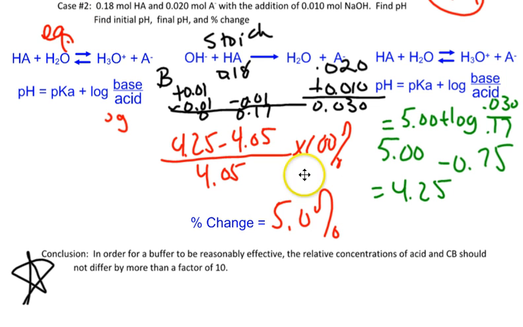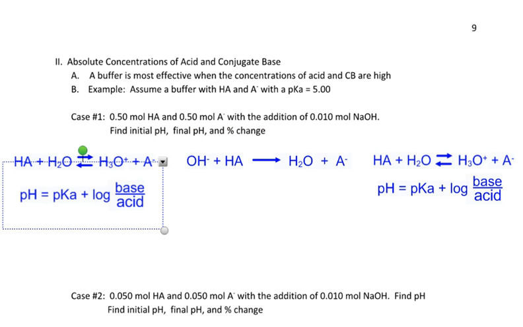And the percent change was 5%. If you change it much more than that, it's going to get much, much worse. So this factor of 10 is a big deal. So let's go over here. Let's talk about this idea of absolute concentration. So we're talking about the difference between a low concentration versus a high concentration, okay?